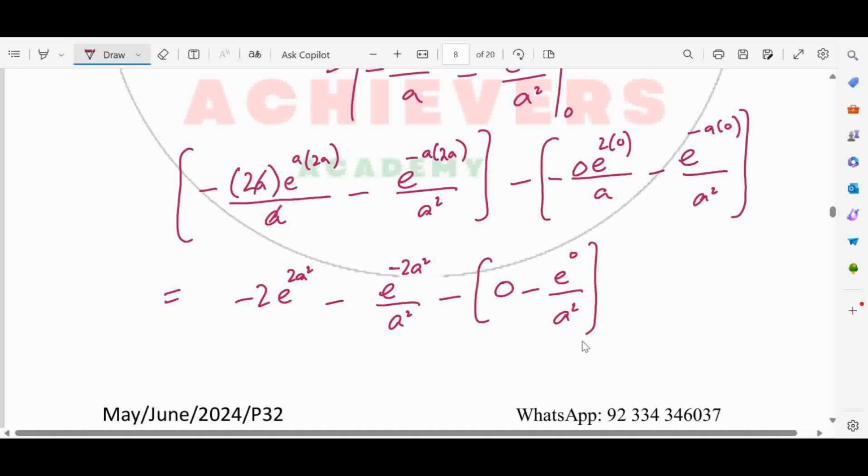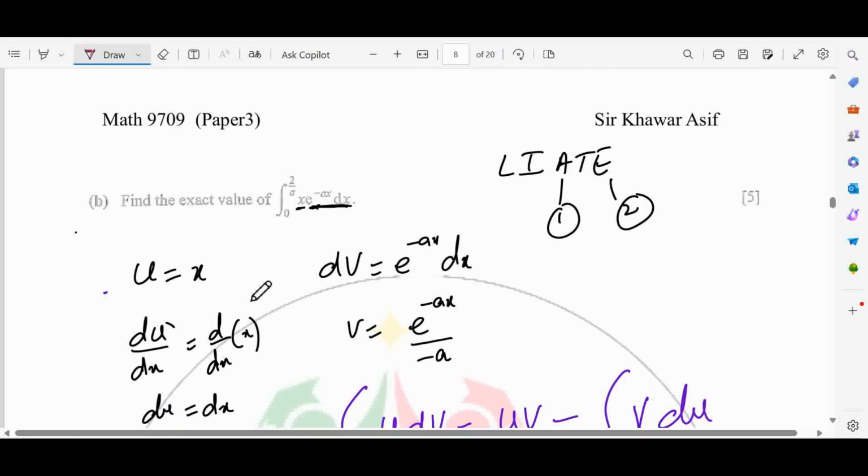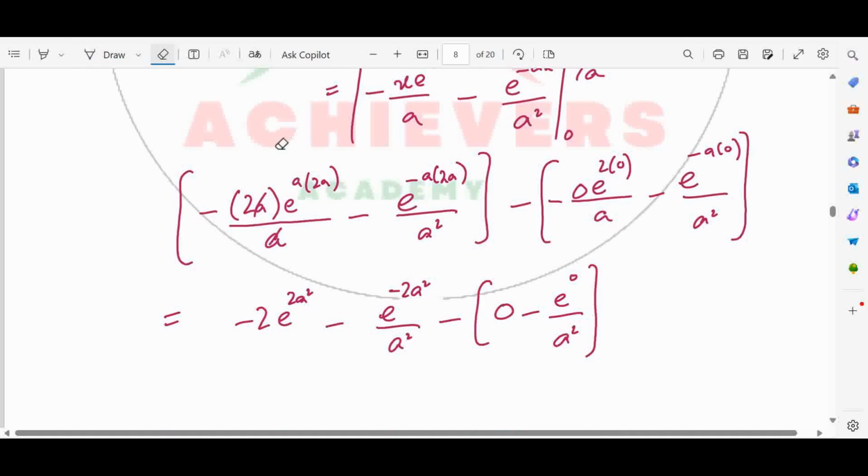So if we simplify it further, let me check something. Yes, the limit is 2 by a. We have the limits 2 by a, so we can write it as 2 by a, and this one will be cancelled out. If it is cancelled out, this will be like this.